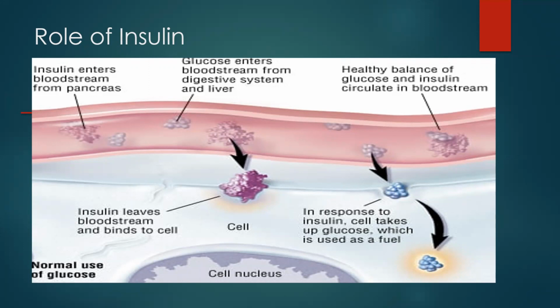If the body has sufficient energy, insulin signals the liver to take up glucose and store it as glycogen. Functions of insulin include glucose uptake, glycogenesis, lipogenesis, and protein synthesis of skeletal muscle and tissue.